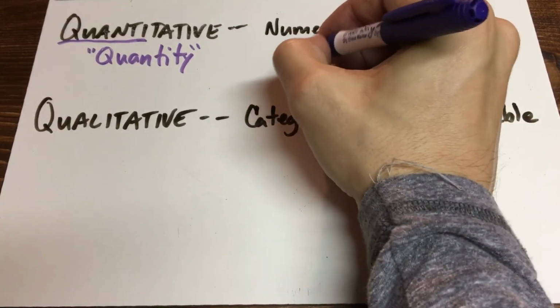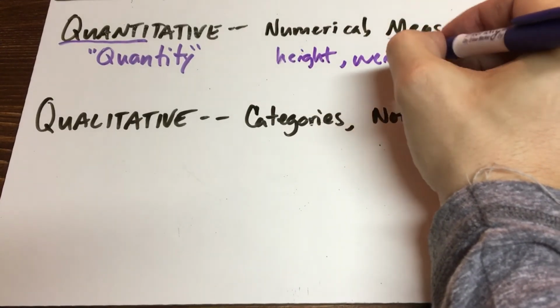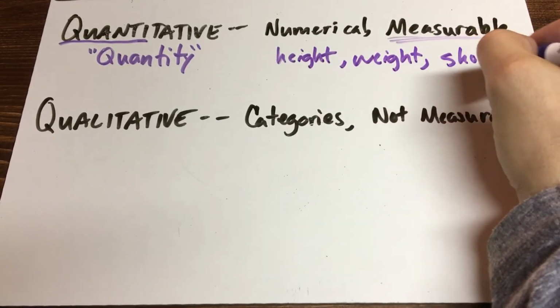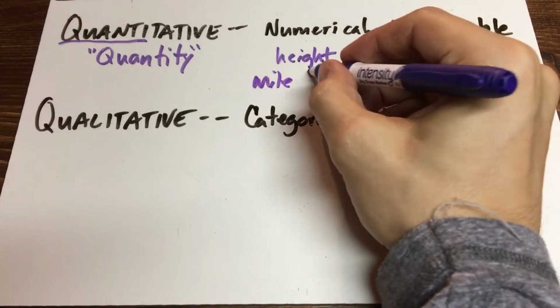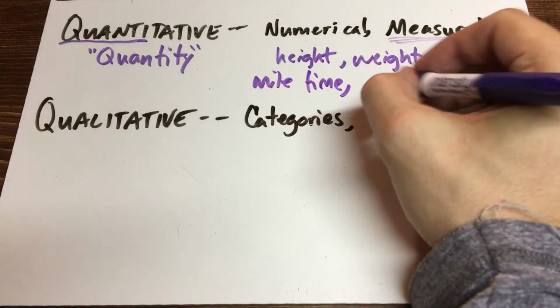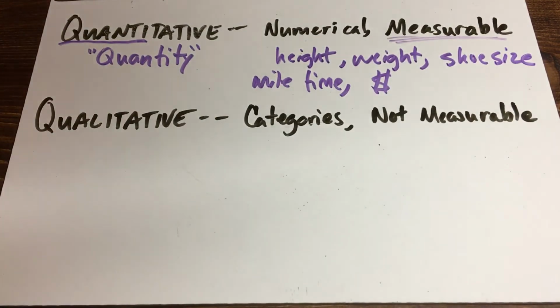Things like your height, things like your weight, things like your shoe size, right? Things like your mile time, right? How much money you get paid, how much your salary is, or how much money you make per hour. Things that you can measure, how many calories you burn, right, when you're running or working out. That's what quantitative is. It has a specific quantity attached to it.